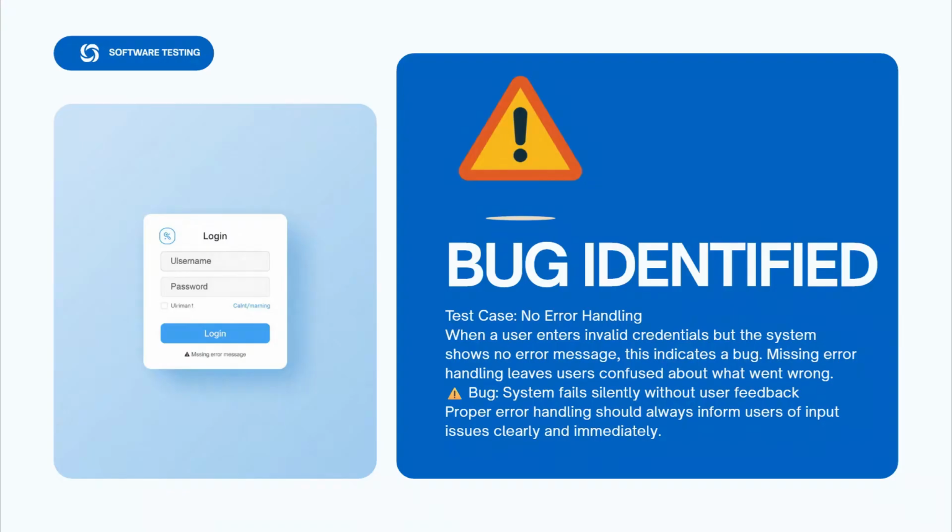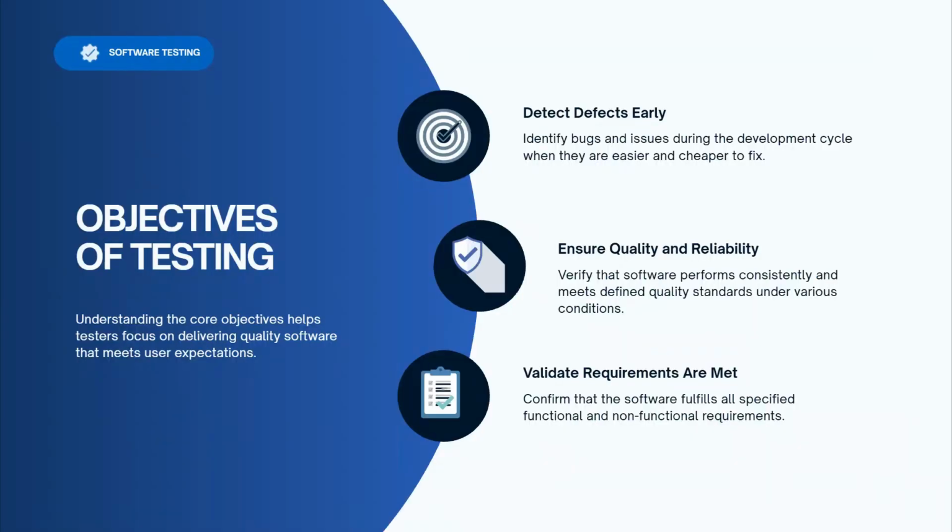Then comes the definition and objectives. Definition we already understood, what software testing is. What is the objective of it? The objective is to detect defects early, ensure quality and reliability, validate the functionality against the requirement, and improve user satisfaction.